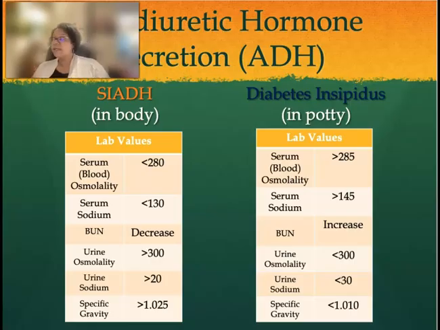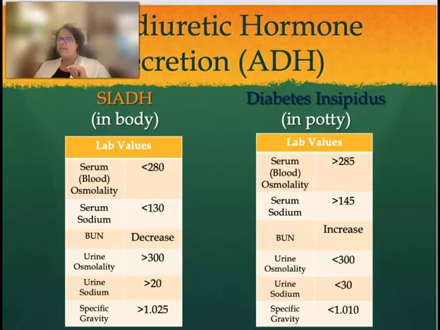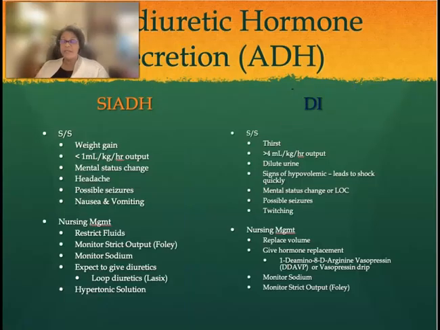Then for DI, it's in the potty. That's a diuresing state. Your patient is going to be diuresing. You cannot keep up with this urine at all. When I have somebody in DI, which usually we have a lot of children in DI, I can't keep up with the urine. And so the next slide, and make sure you pay attention to these and know these. The next slide kind of breaks it down how we would manage this.